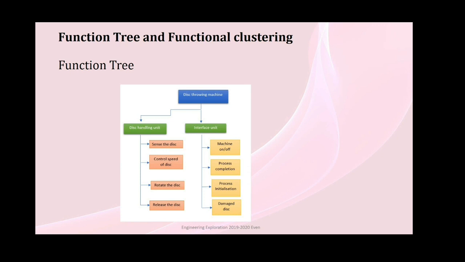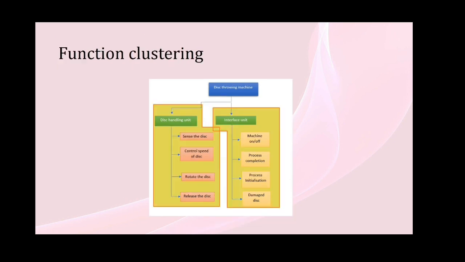Function tree and function clustering. In function tree there are two units, that is disk handling unit and interface unit. Function clustering. In disk handling unit, the machine has the capability to sense the disks, machine can control the speed of the disks, machine can rotate the disks, and machine releases the disks by its own.